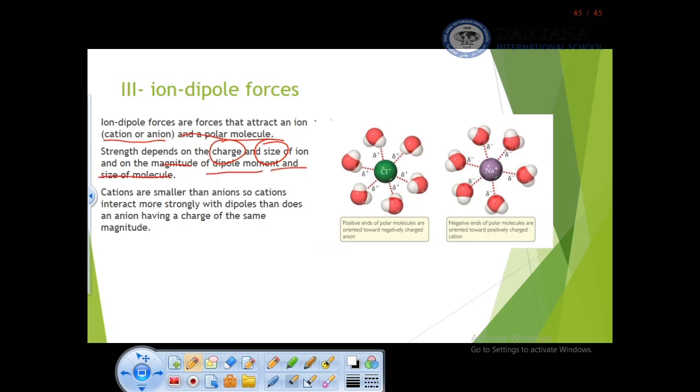Cations are smaller than anions, so cations interact more strongly with a dipole than does an anion. This is very important: the cation interacts more strongly with the dipole than the anion. Look at the picture. We have the positive and the negative here, with the molecule. We have H2O and Cl minus, and H2O and Na plus. As you can see, the cation is smaller than the anion, so the cation interacts more strongly with the dipole moment than the anion.